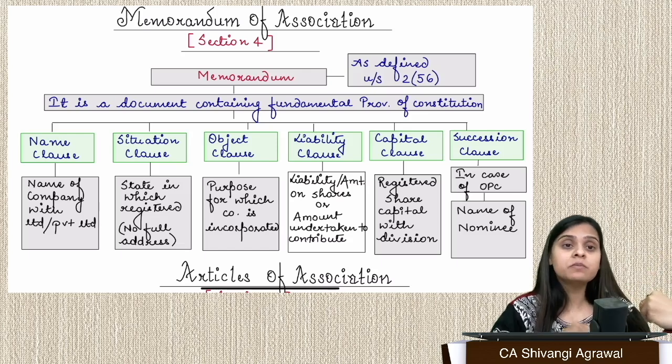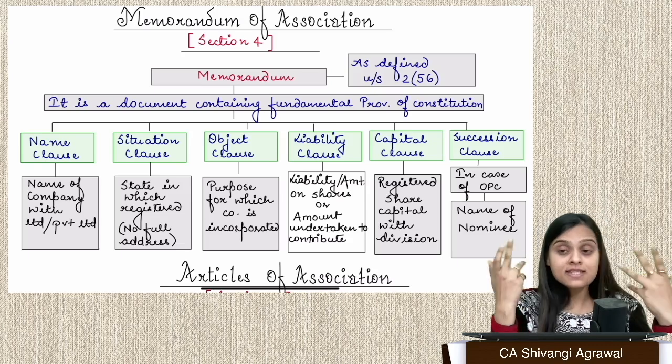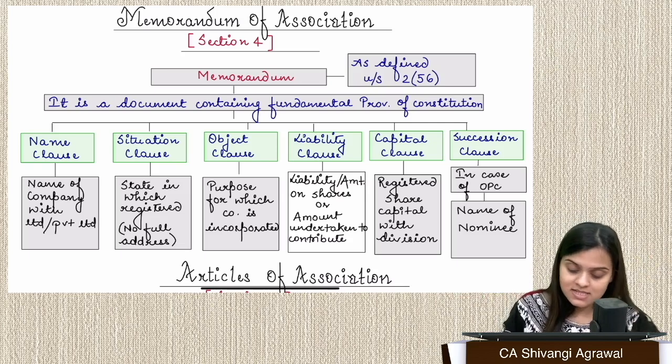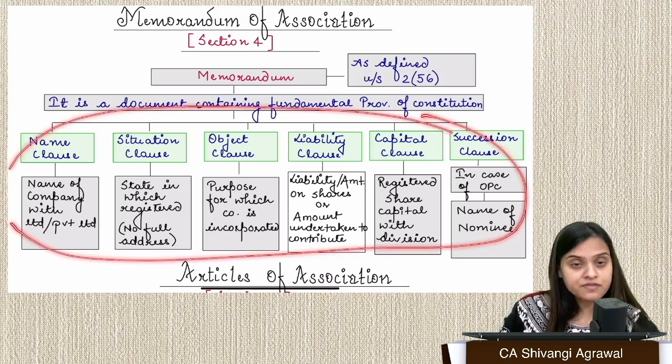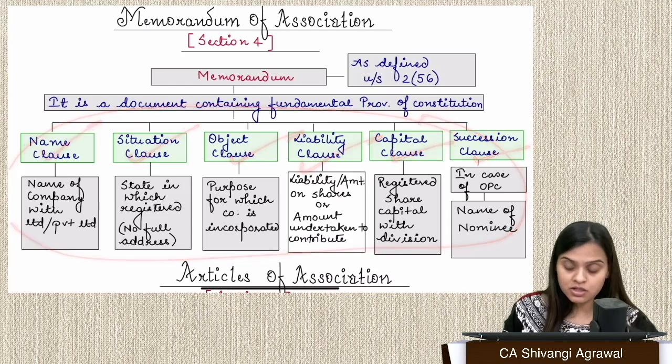What is the maximum capital that a company can raise? And its division thereof. These are exactly divided into different clauses: the name clause, situation, object, liability, capital, and succession clause.